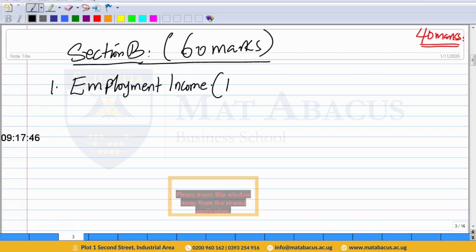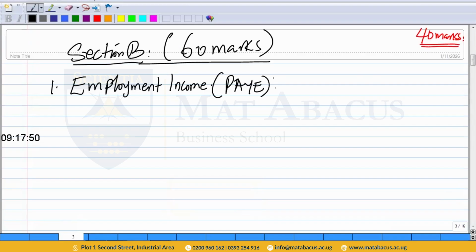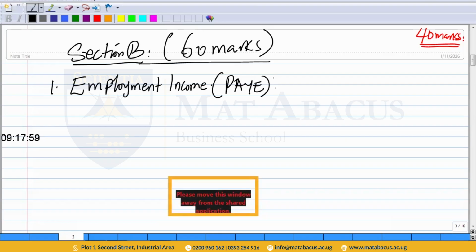What people normally call pay as you earn. Now, I know most of you are working, you must be paying pay as you earn. How much tax do you pay over the income you earn? That is what we call pay as you earn. So we shall look at this. You have income, you are working as an employee. How much tax do you pay?